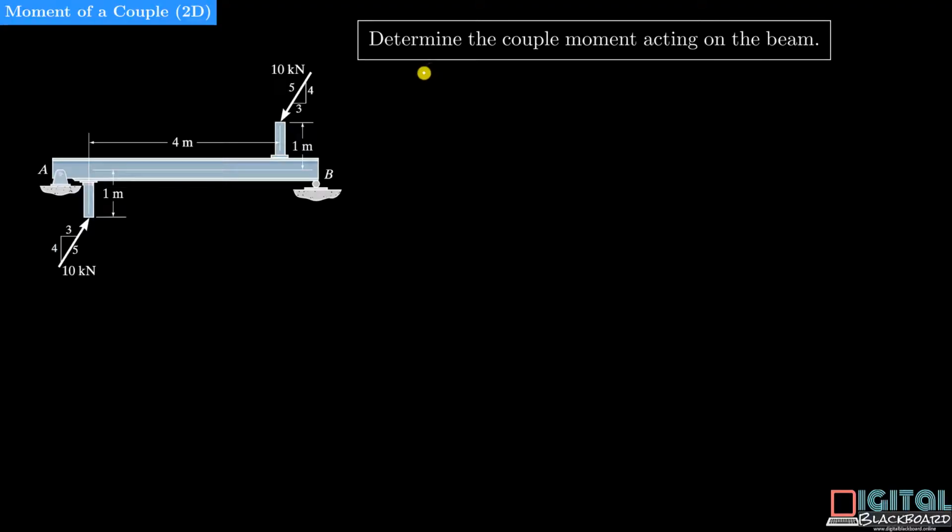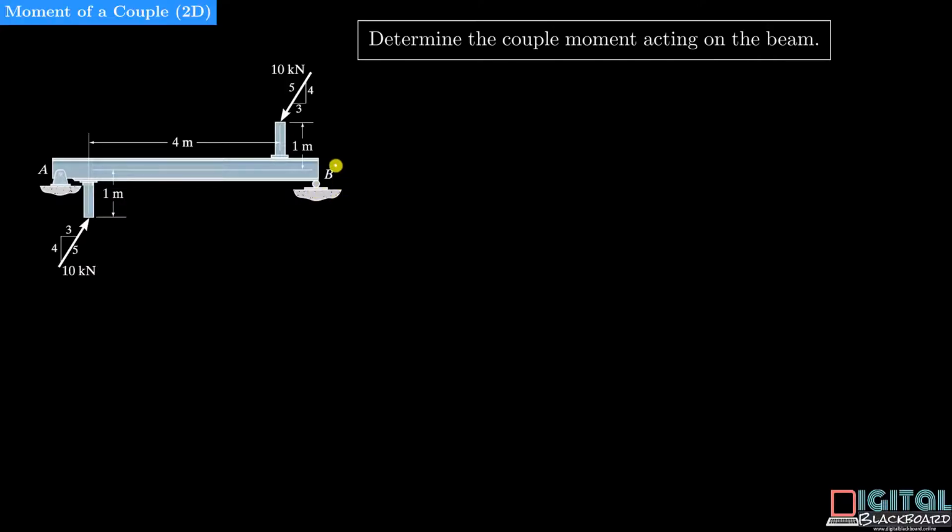Let's move on to the next question. Determine the couple moment acting on the beam. So in this case, we have two forces acting on the beam, and they are equal and opposite, and they are not collinear, meaning that there's a certain perpendicular distance separating these two equal and opposite forces. So they form a couple. And because they form a couple, there is an associated couple moment that the question wants us to find out.